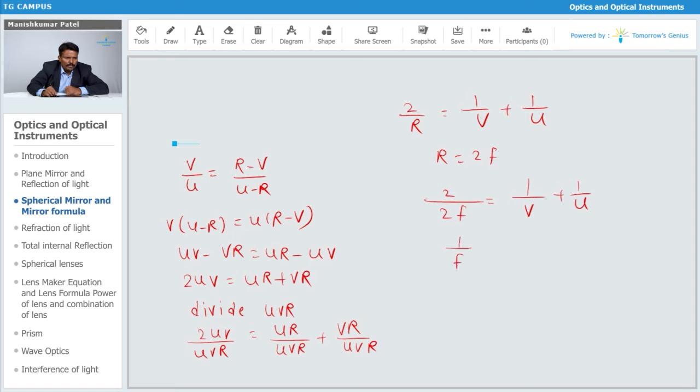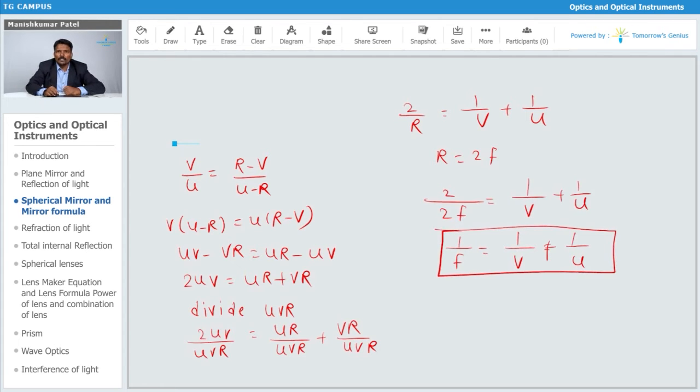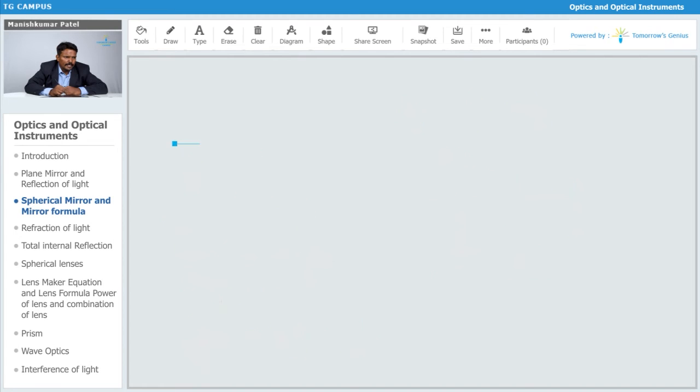So this is final, that is the equation: 1/f = 1/v + 1/u. We are going to call it the mirror formula. Obviously f is the focal length, u is the object distance, and v is the image distance. So the relation between them you can get with the help of this mirror formula for this particular case.